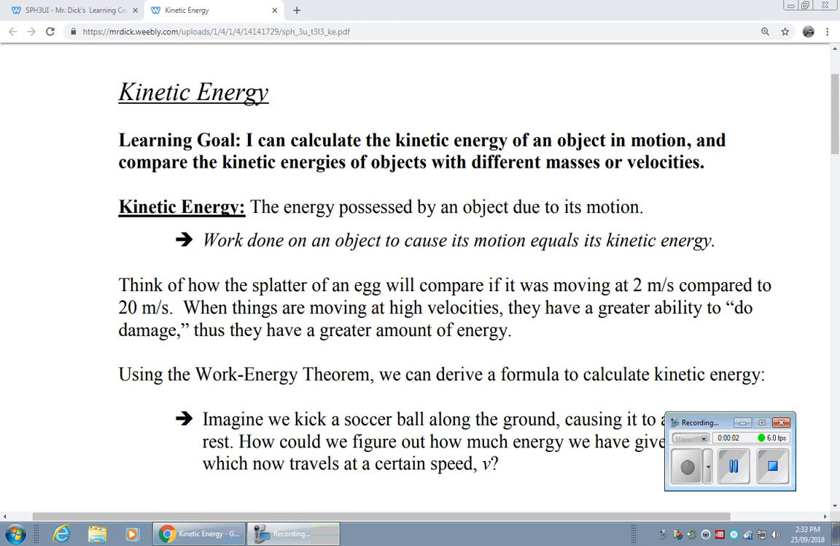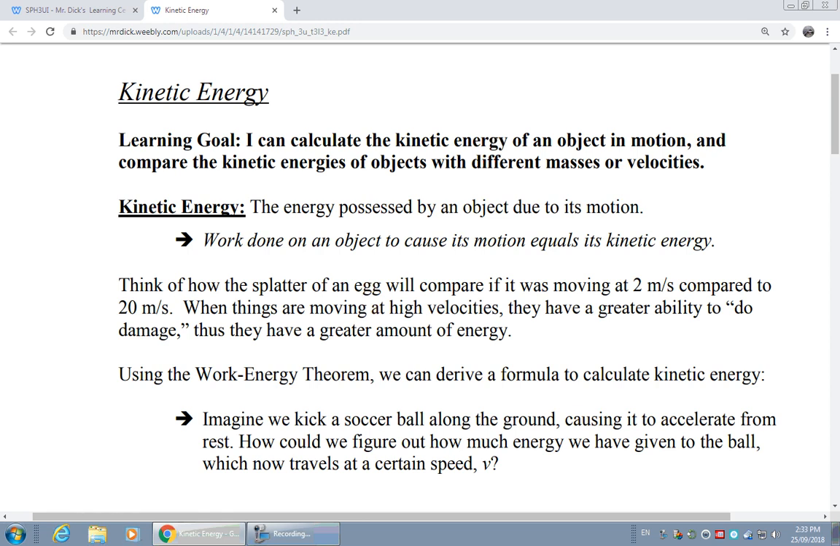We've already talked a little bit about kinetic energy, and now we're just going to try and come up with a formula to represent it and see how we can solve problems related to it. In general, remember that kinetic energy just means the energy that's possessed by any object due to its motion. And in general, we can also say that any work that's done to bring an object into motion will equal how much kinetic energy it has when it's in motion.